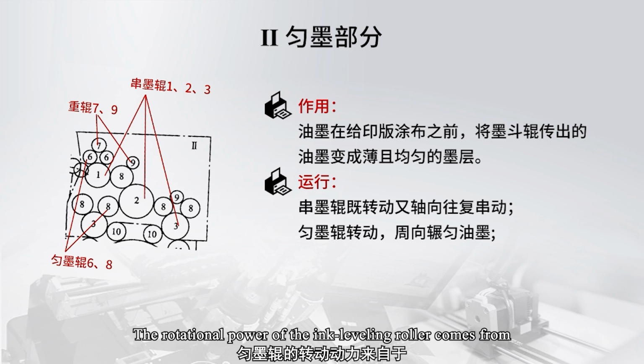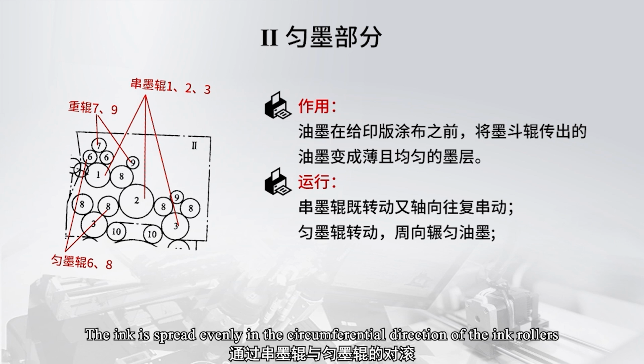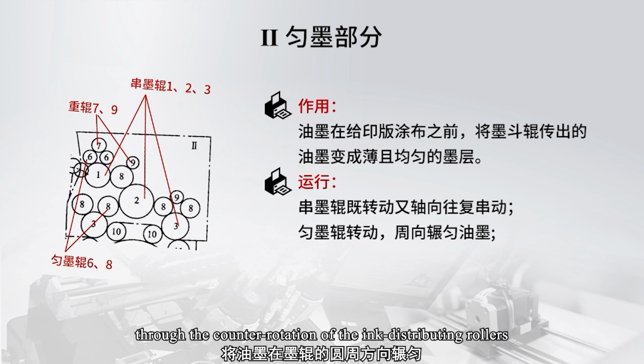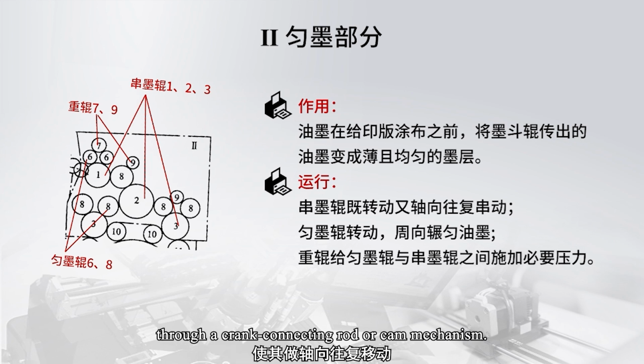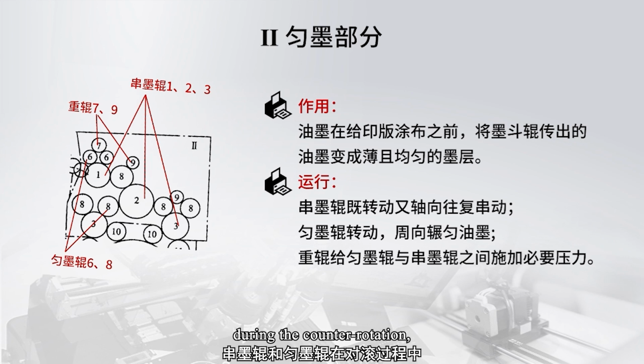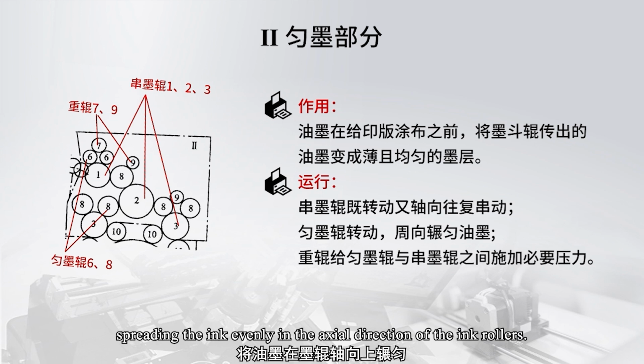The rotational power of the ink leveling roller comes from the frictional force between it and the adjacent ink distributing roller. The ink is spread evenly in the circumferential direction of the ink rollers through the counter rotation of the ink distributing rollers and ink leveling rollers. Meanwhile, the ink distributing roller moves axially back and forth through a crank connecting rod or cam mechanism. Therefore, during the counter rotation, there is also axial relative sliding between the ink distributing rollers and ink leveling rollers, spreading the ink evenly in the axial direction of the ink rollers.